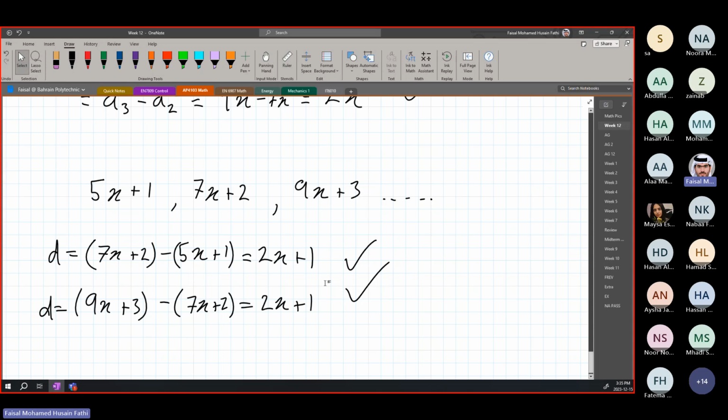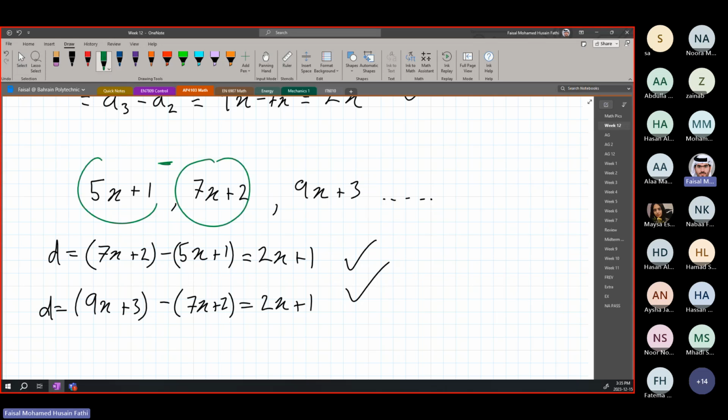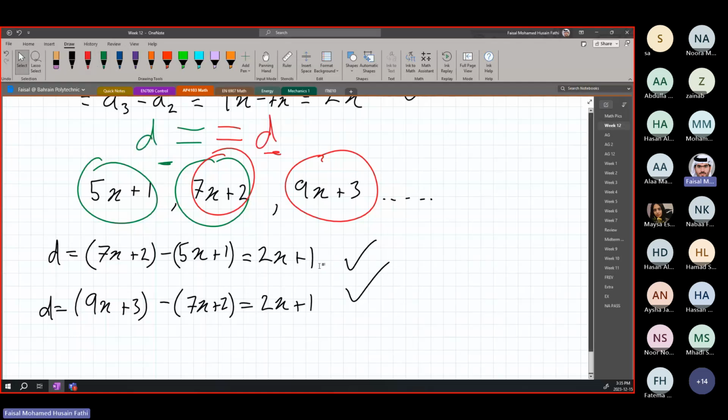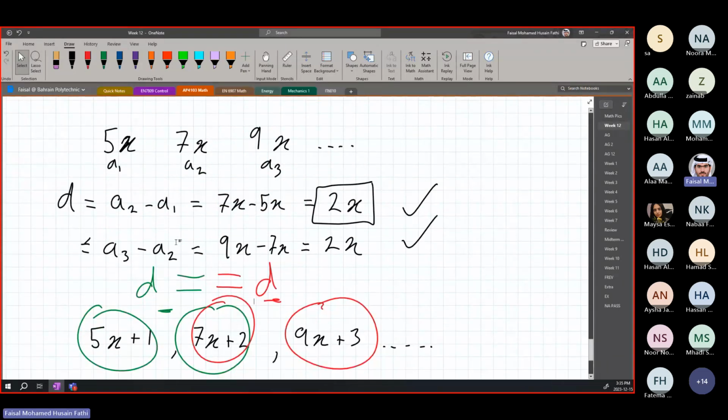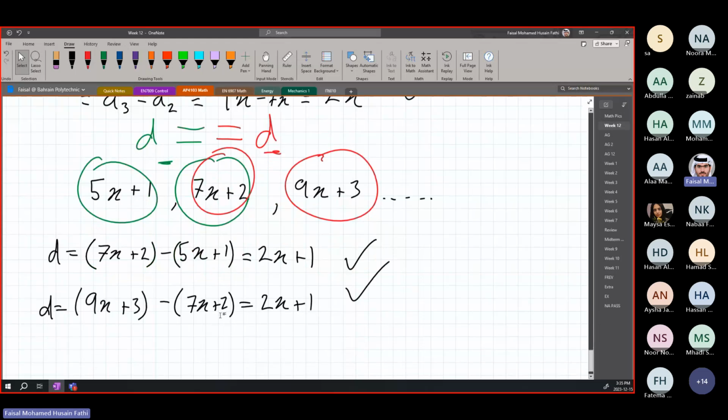Where's this number coming from? All you have to do is this minus this, and then you'll do the exact same thing again. This minus this. And they have to be equal. If they are equal, this is your common difference. Okay? That's it. Any questions about this, about Sn, about common difference, about anything else?